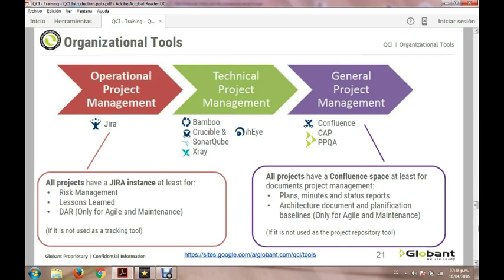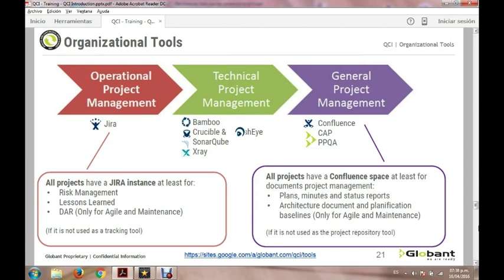Globant provides tools to facilitate the implementation of all processes just presented. As we see in the presentation, tools can be classified into operational tools. We have Jira as the main project management tool that allows us all management and planning of an agile project. Jira manages the concept of sprints, task board, agile, and Kanban. Divided user stories into tasks, each represented as a card which moves in the task board.